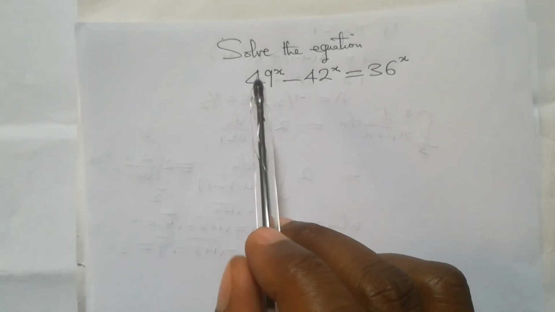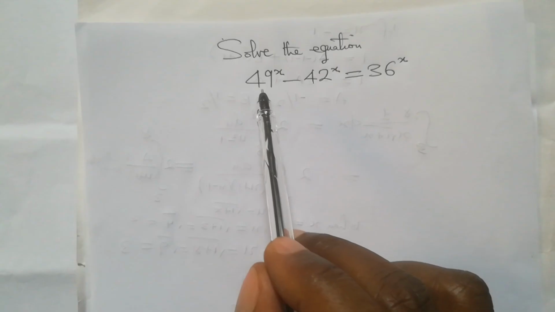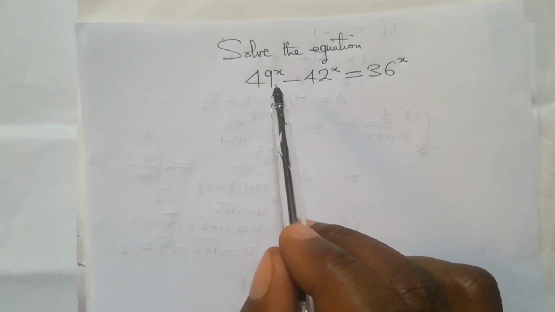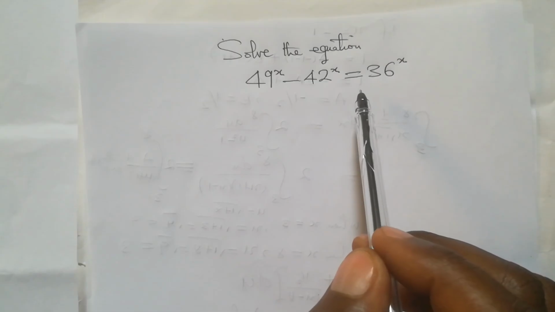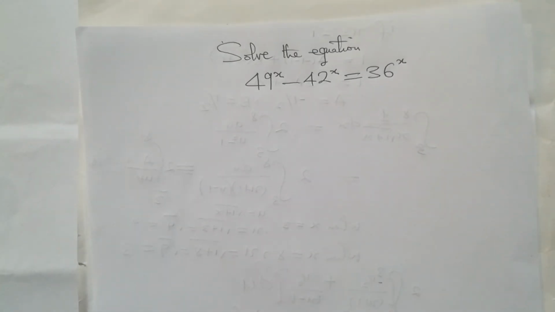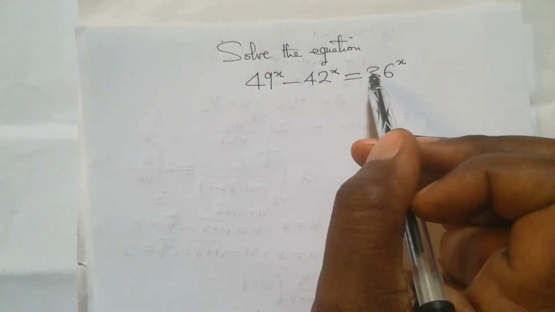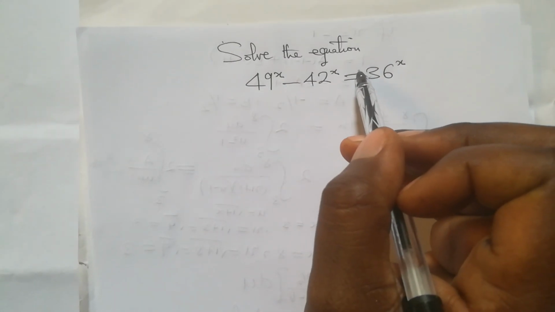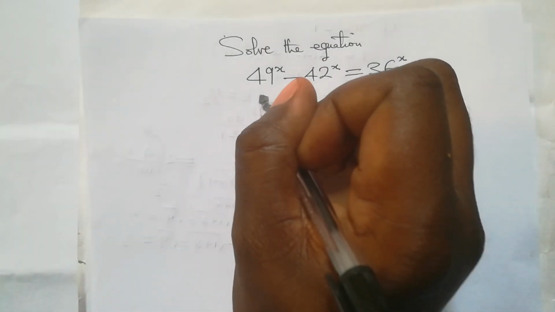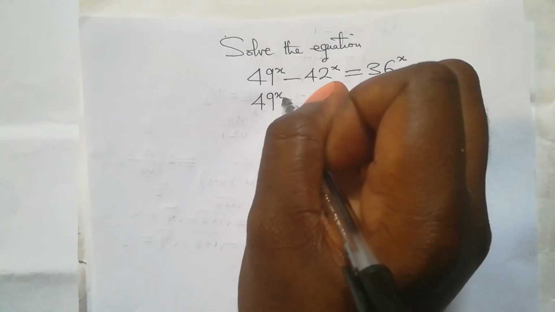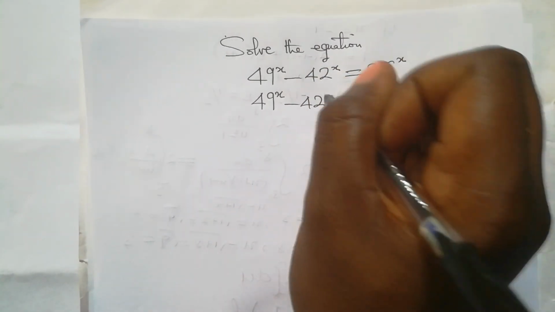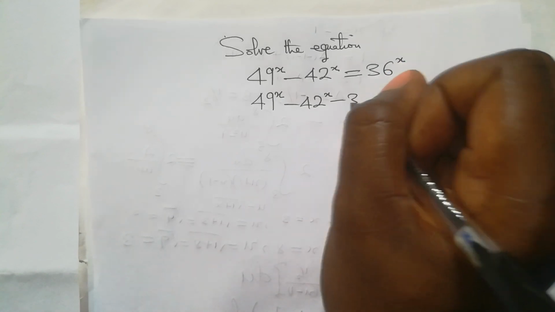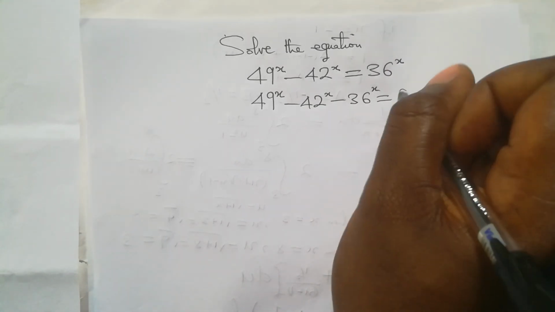The question says we should solve the equation 49 to the power of x minus 42 to the power of x is equal to 36 to the power of x. To do this, we shift this term so that it crosses the equal sign. We will have 49 to the power of x minus 42 to the power of x minus 36 to the power of x, and we are left with 0 here.